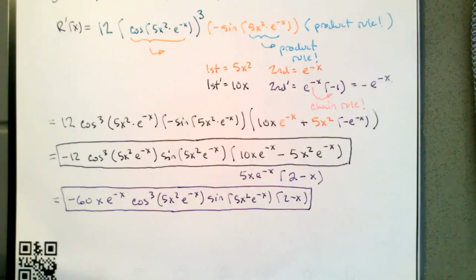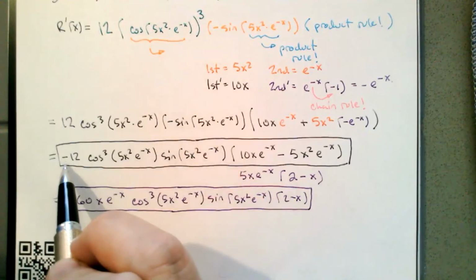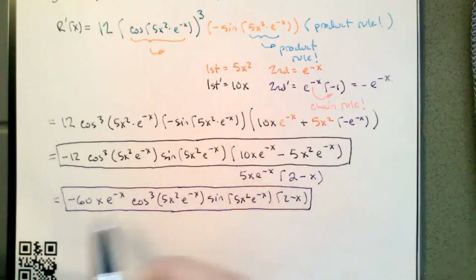Why is the 60 negative? Because this negative in front of the sine got moved out into front of the negative 12. Negative 12 times 5 is negative 60.